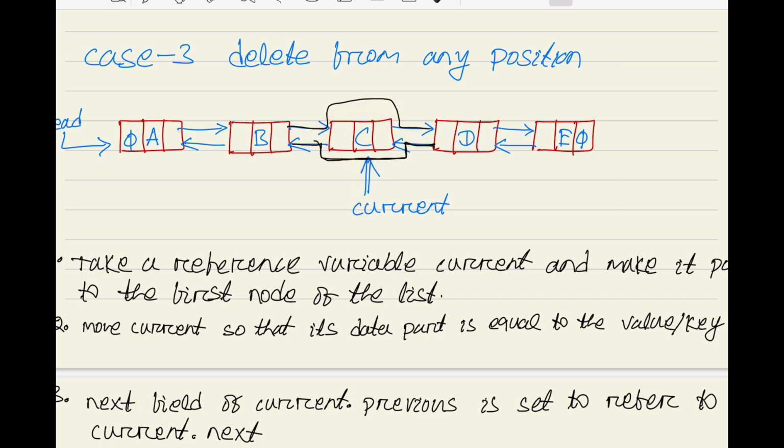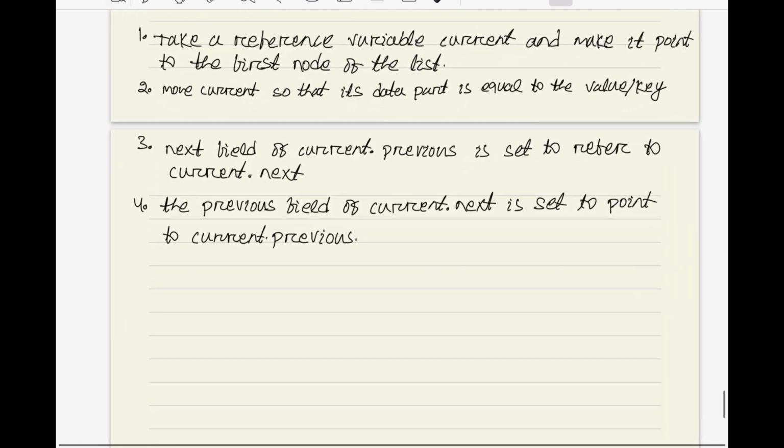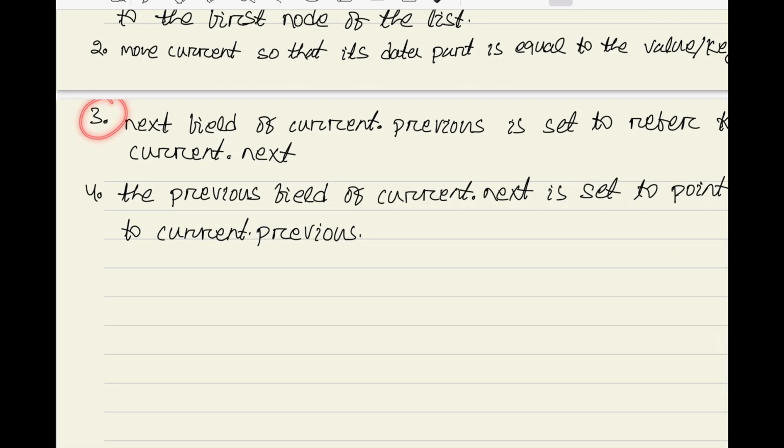Now, update the next of its predecessor node, so that it is going to refer to the next of current. Similarly, update the previous of its next node, so that it is going to refer to the previous of current. These things we have written in step 3 and step 4. Using these steps we can write a method that will be more clear.